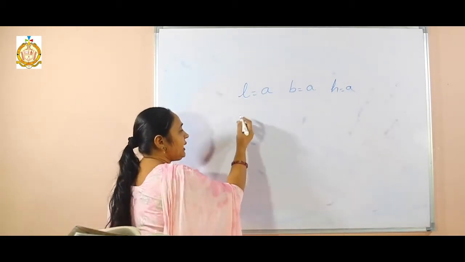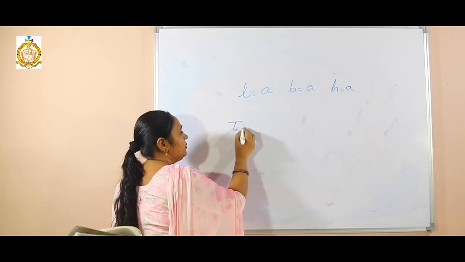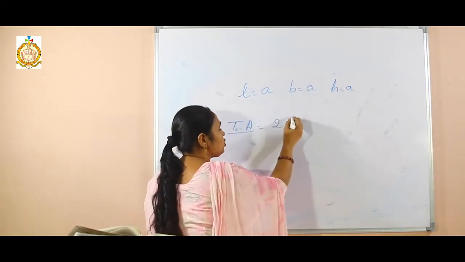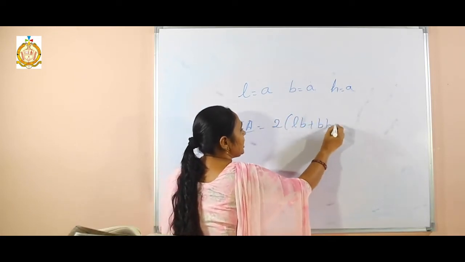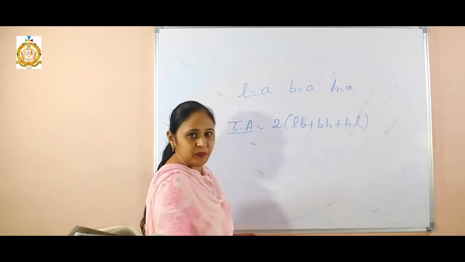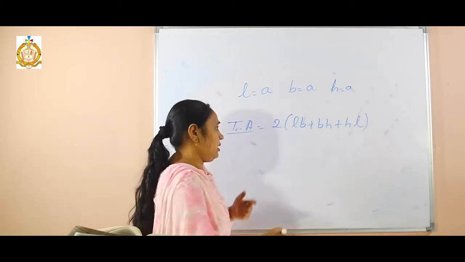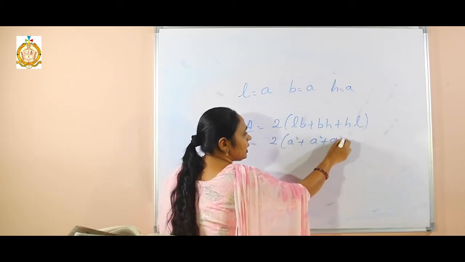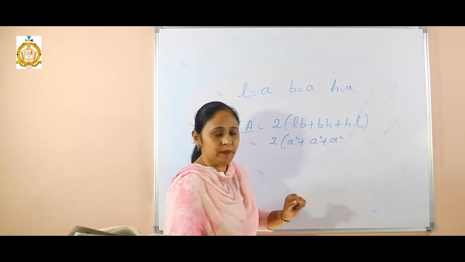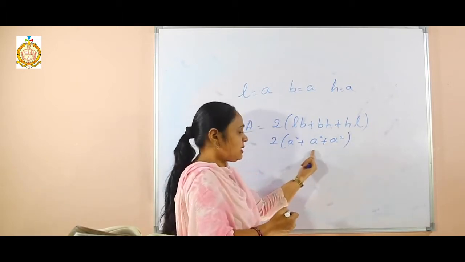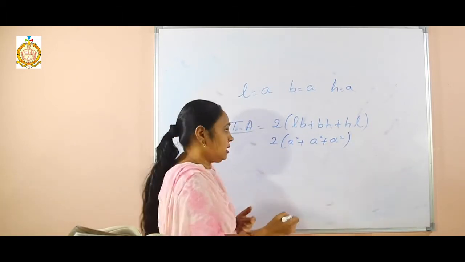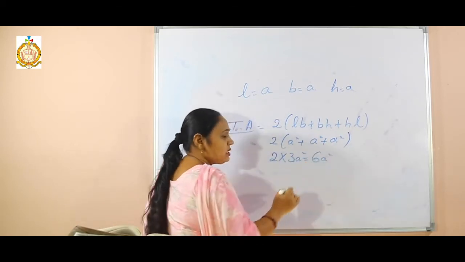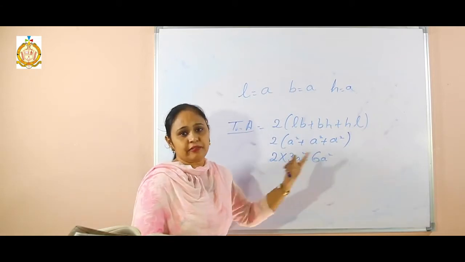Now I take the total surface area. According to the cuboid formula, it is 2(LB+BH+HL). Now L is A, B is A, that means it becomes A square. It also becomes A square, and it also becomes A square, because all values belong to A. Then A square plus A square plus A square becomes 3A square. It becomes 2 multiply 3A square. The formula becomes 6A square. This is the total surface area.